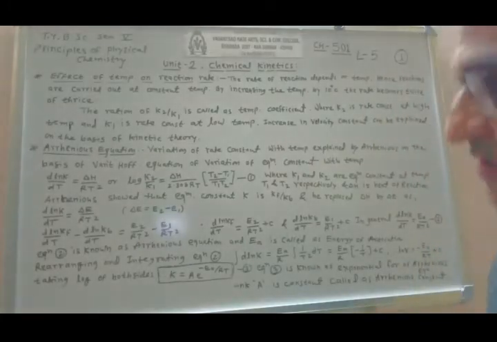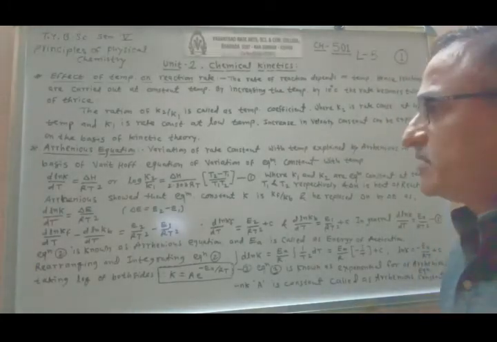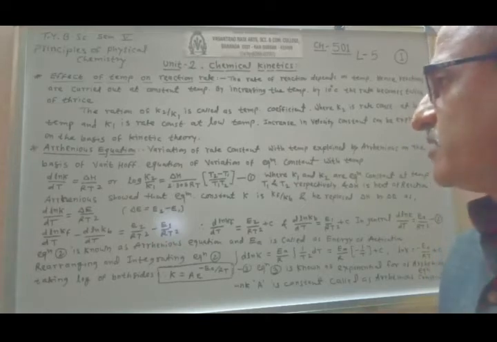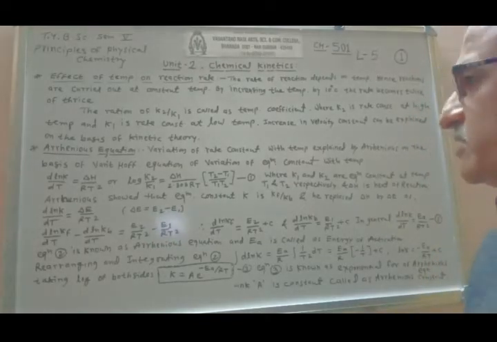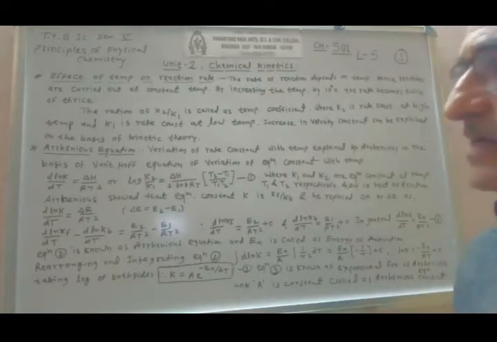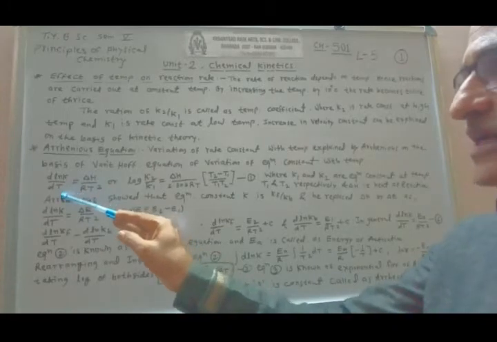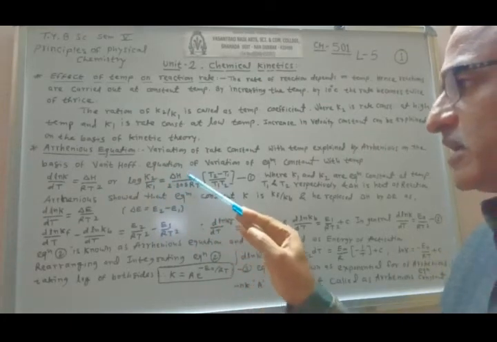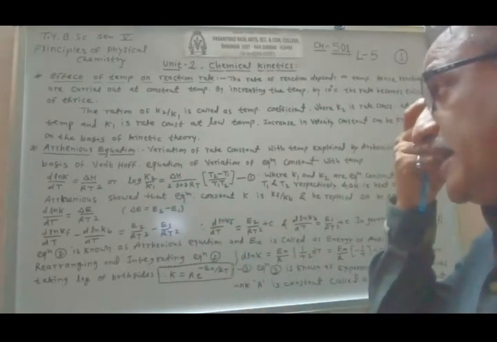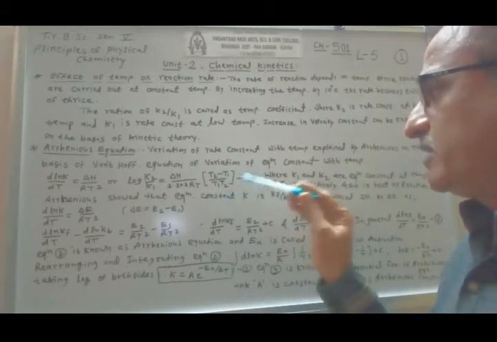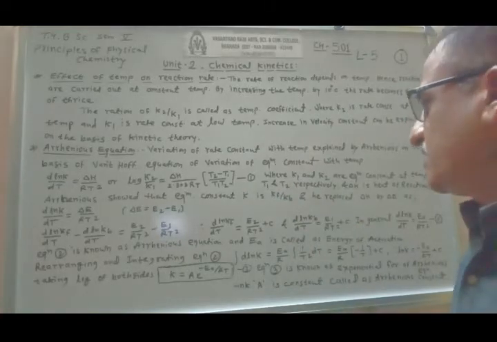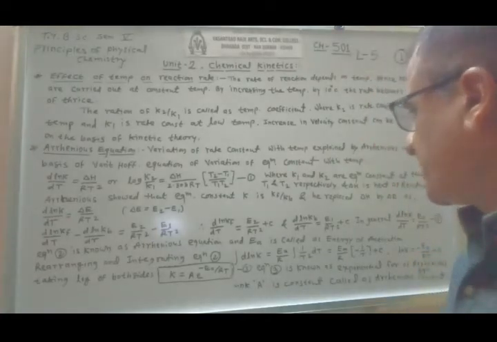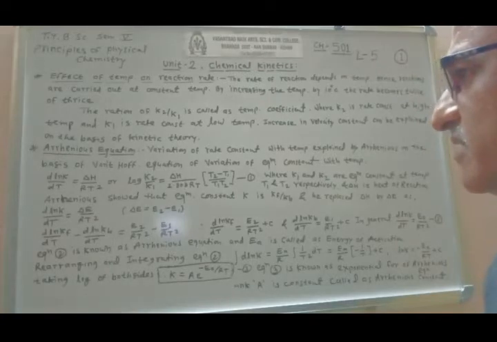The variation of rate constant with temperature was explained by Arrhenius on the basis of the van't Hoff equation. The equation for variation of equilibrium constant with temperature is given as d ln K divided by dT equals delta H divided by RT square, or log of K2 upon K1 is equal to delta H divided by 2.303 R into (T2 minus T1) divided by T1 T2, call it equation number 1, where K1 and K2 are the equilibrium constants at temperatures T1 and T2 respectively, and delta H is the heat of reaction.